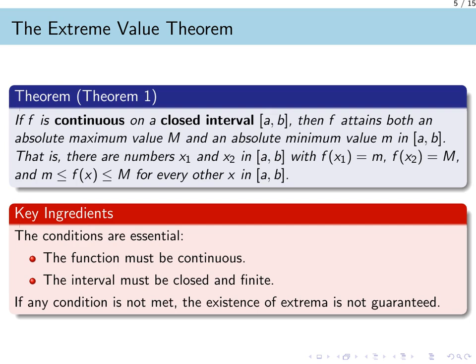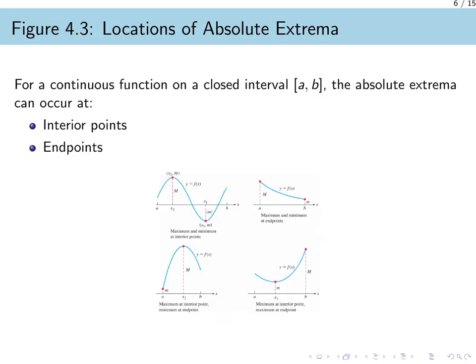The two key ingredients are essential. The function must be continuous, meaning its graph is unbroken, and the interval must be closed and finite, meaning it includes its endpoints. If either condition fails, the guarantee is lost. The essential thing to remember is that continuity on a closed interval is a sufficient condition for absolute extrema to exist. To find the absolute highest or lowest value of a function over a specific interval, we have a very powerful shortcut. We only need to check a few special locations.